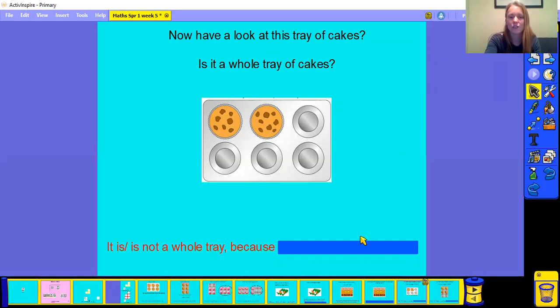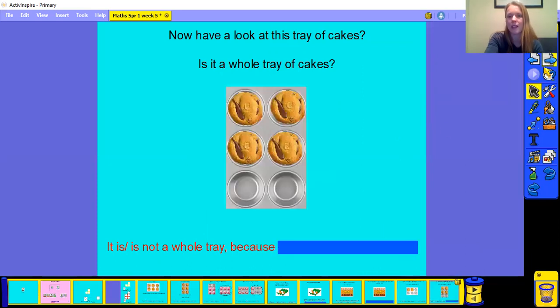We know that it's not a whole tray of cakes because we do not have all of them. Look, there are some cakes missing. Well done if that's what you said. Now have a look at this tray of cakes. Is it a whole tray of cakes? What do you think? Pause the video while you talk to your grown-up and use the red sentence at the bottom to help you to explain.